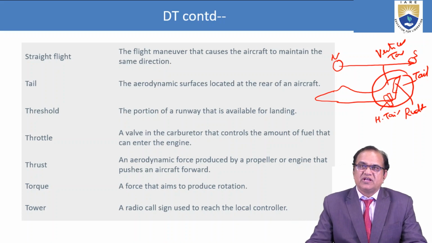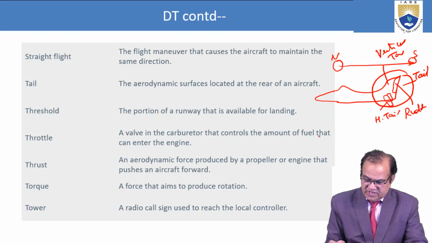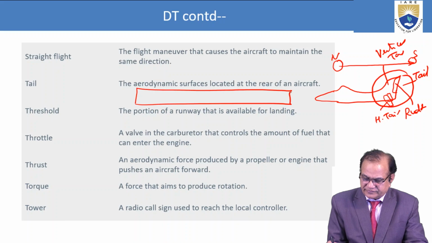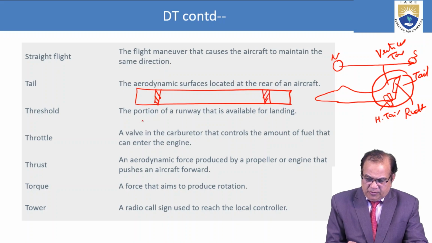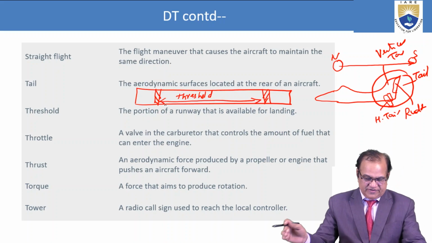Threshold: the portion of the runway that is available for landing. So if I make the runway like this, here we will make some yellow lines at the two ends. The portion of the runway that is available for landing is called the threshold. From here to here, it is the pure area where we can land our aircraft.